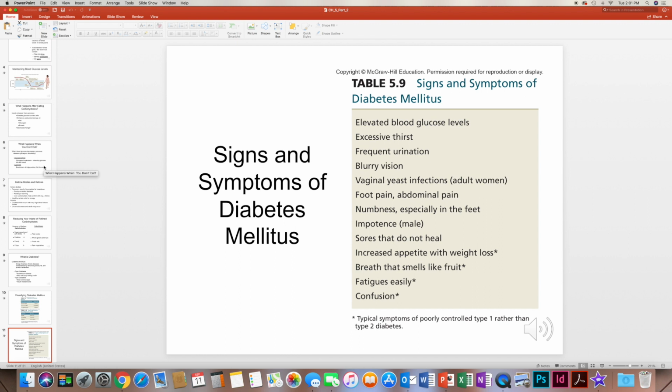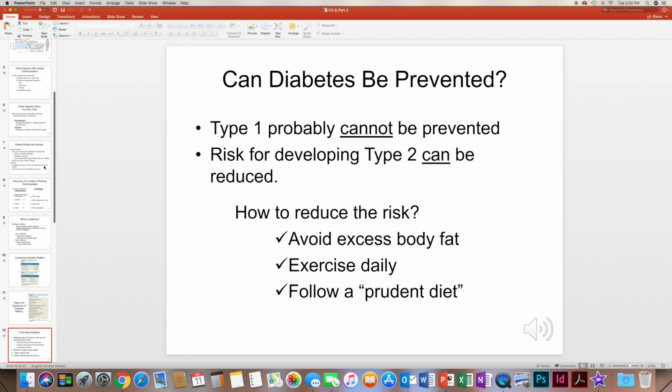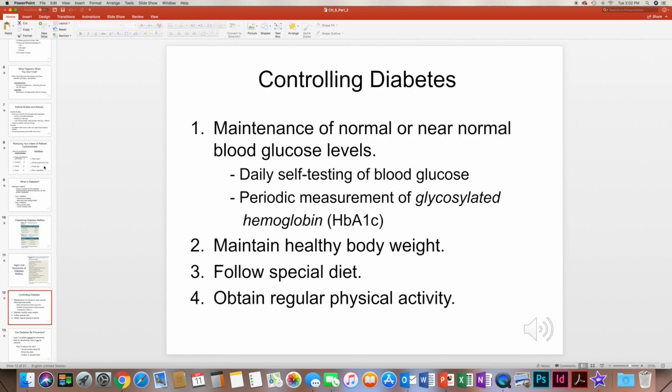Some signs and symptoms include elevated blood sugar levels, being very, very thirsty, lots of urination, blurred vision, foot pain or numbness in the feet, sores that won't heal, increased appetite but weight loss, and fatiguing very easily or becoming confused. So if you have any of those signs or symptoms, you need to be seen by a doctor and be tested.